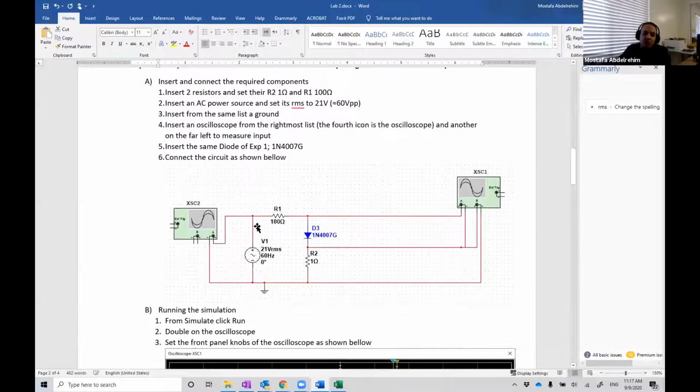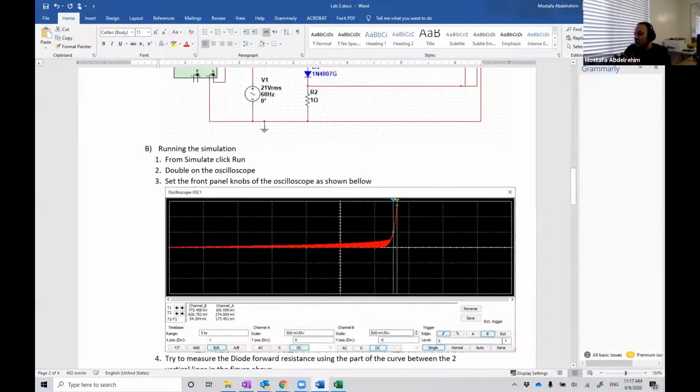But we can do that automatically using the oscilloscope. It's really very nice here. Just some very simple connection like this, and you will get automatically all the points that you have.